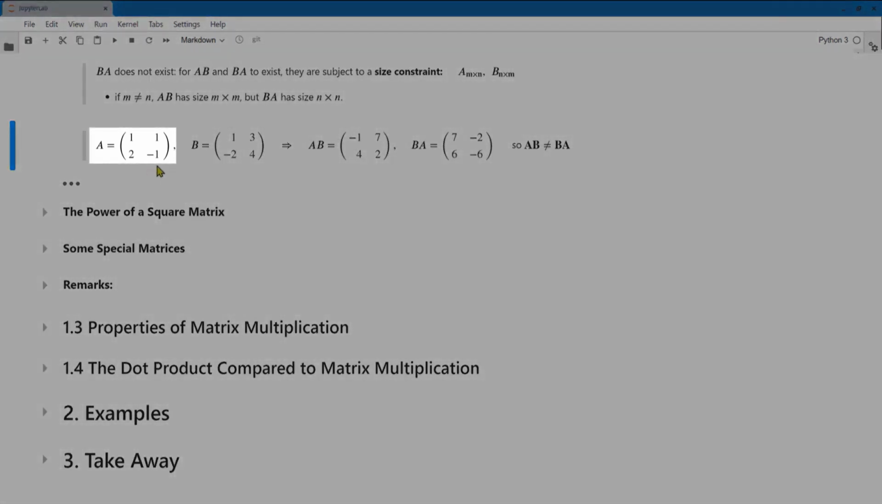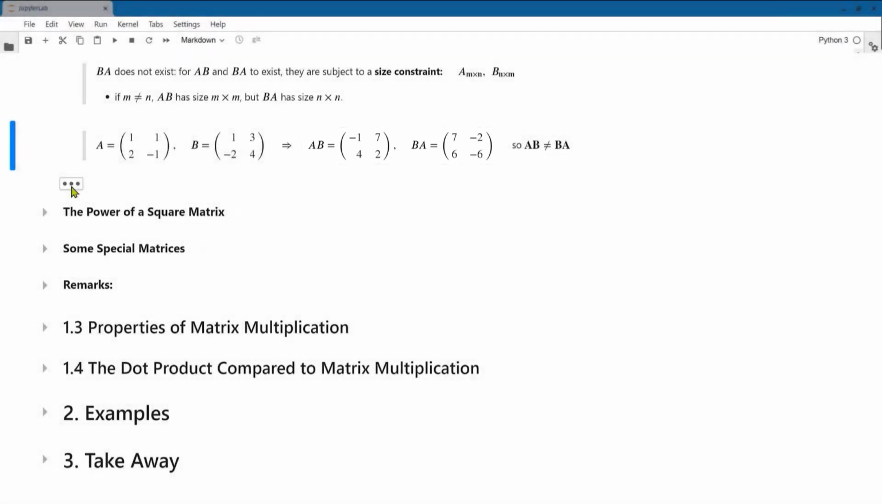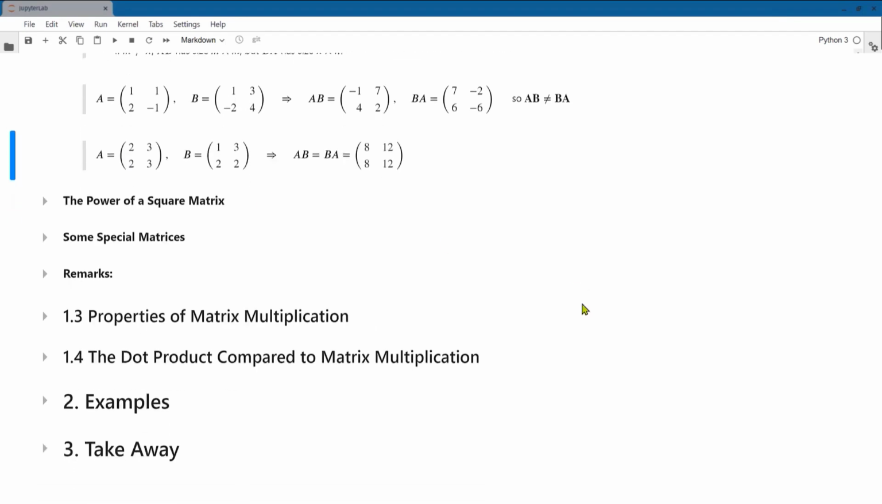So here's an example: matrix A with entries 1, 1, 2, minus 1, and B with entries 1, 3, and minus 2, 4. And if you compute AB, you get minus 1, 7, 4, 2, and BA gives you 7, minus 2, 6, minus 6. So AB is not equal to BA in general, even if both of the products exist and are the same size. However, it's not necessarily the case.